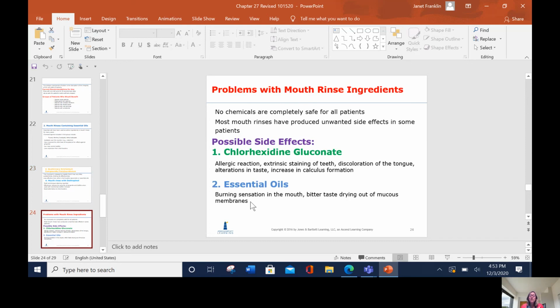So the problem with the ingredients is possible side effects. Chlorhexidine, again, causes discoloration of the teeth and discoloration of the tongue. It's a brown color too. It's not just like a light surface staining. It's a nice, good brown color. It also alters your taste. So if you use this product, some of your foods are not going to have the same taste that you would like them to. Increase in calculus formation: it can increase your calculus formation, mainly because the staining causes a rough surface area, allowing for calculus formation.